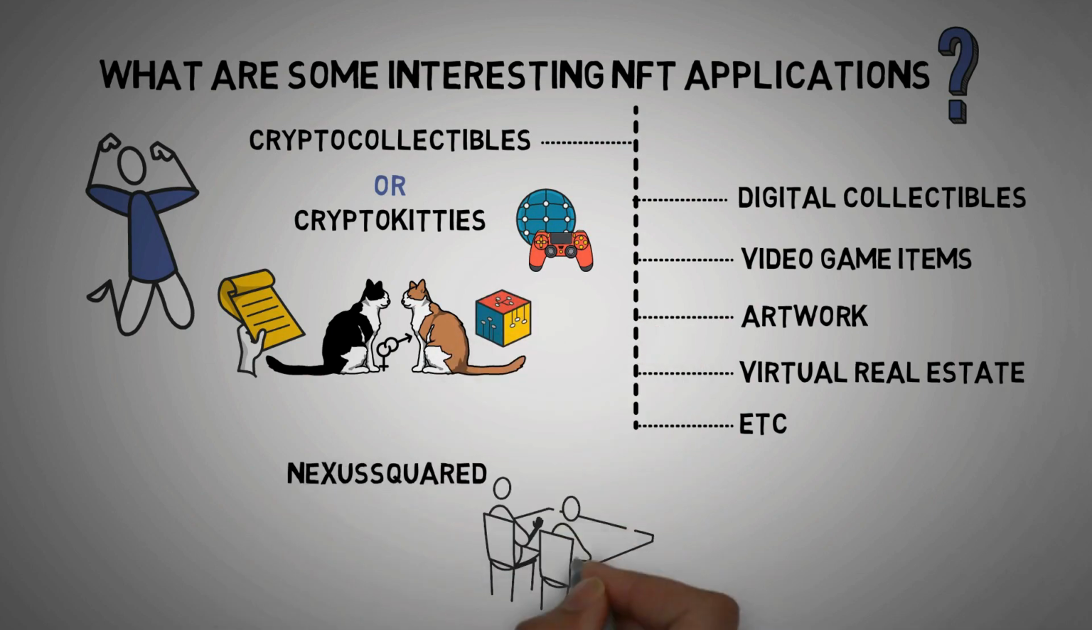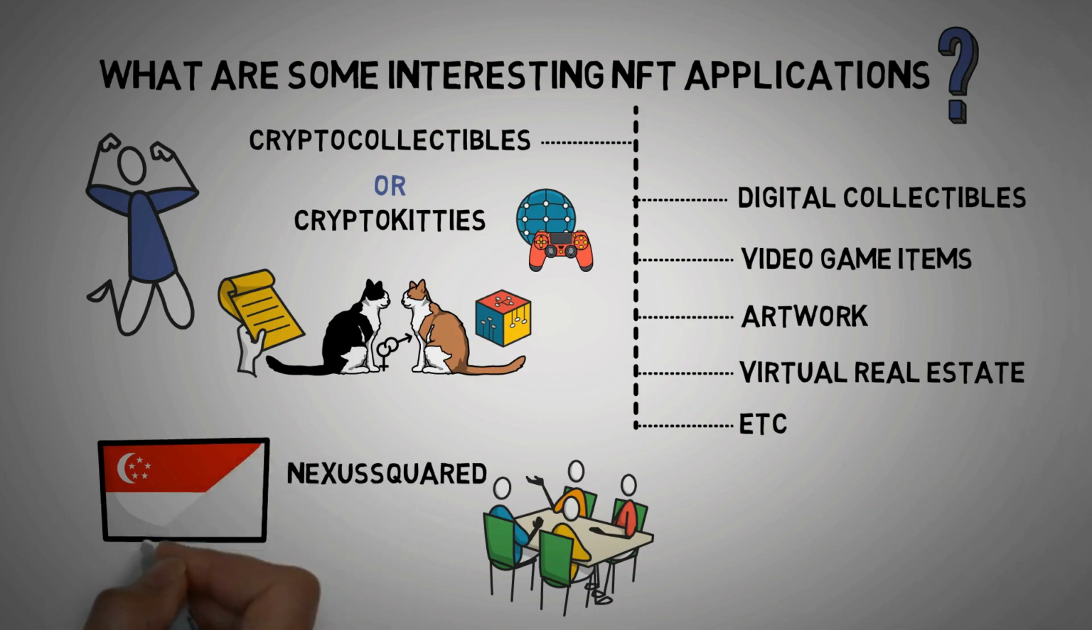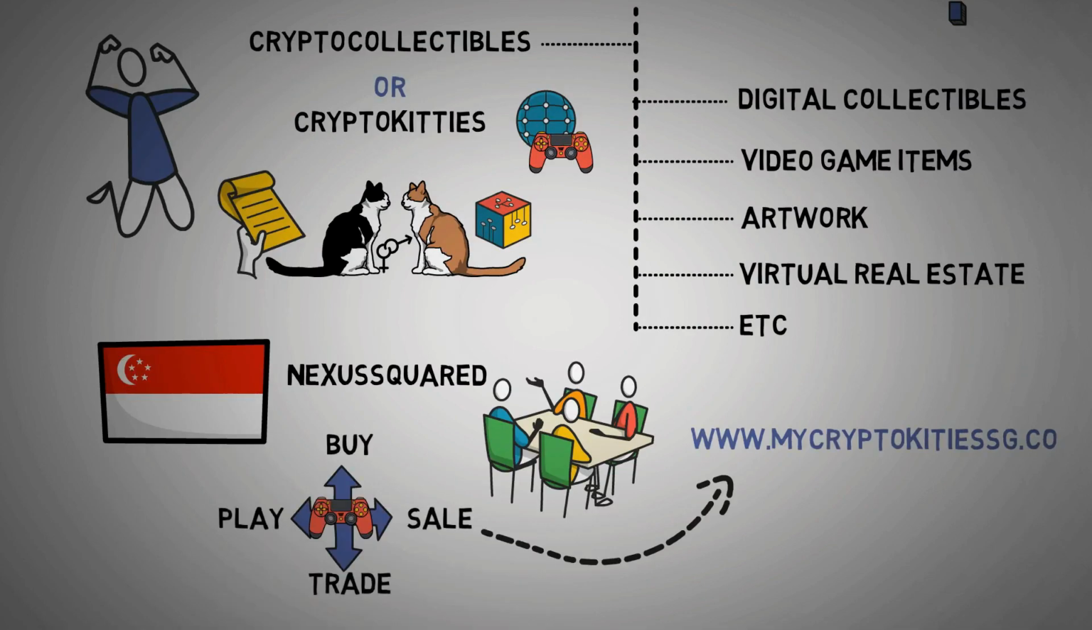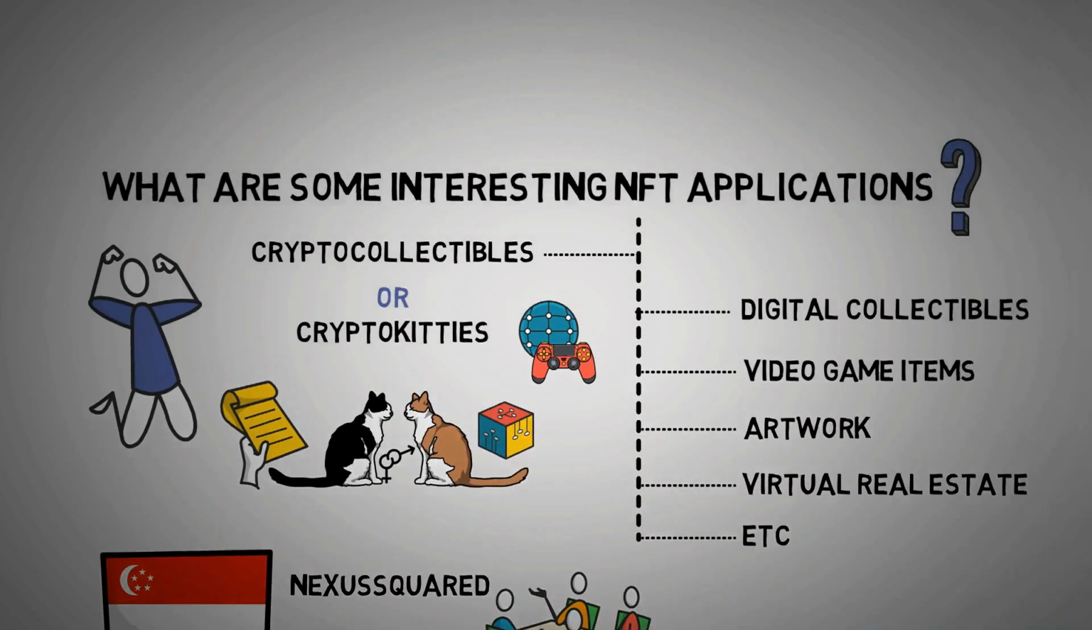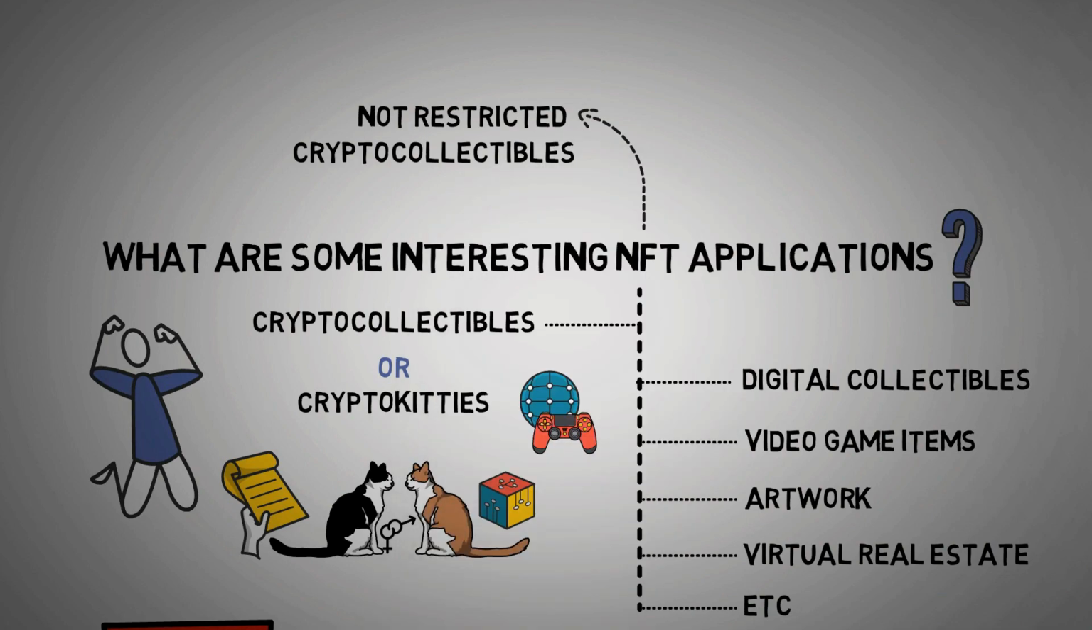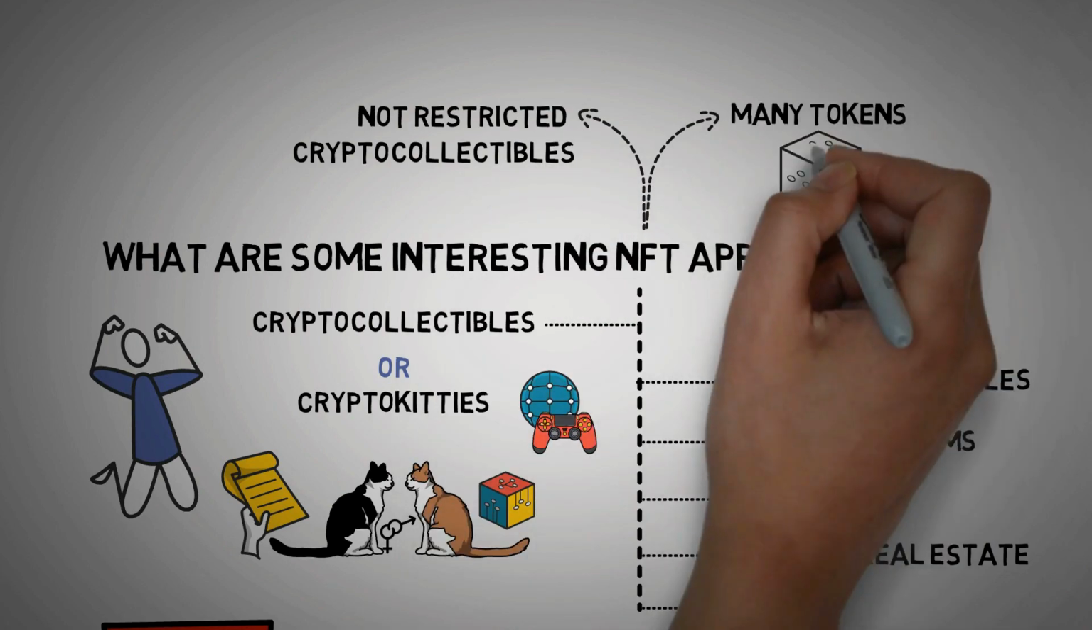Nexus Squared recently hosted a CryptoKitties meetup in Singapore. Gamers can now buy, sell, trade, and play with CryptoKitties on the www.microptokitties.com site. As mentioned earlier, NFT are not restricted to crypto collectibles only, as many other tokens can be created on the blockchain network. How does it work?